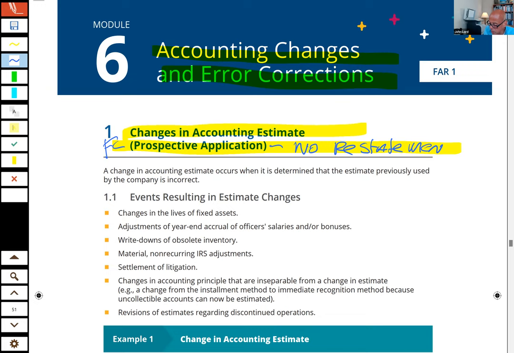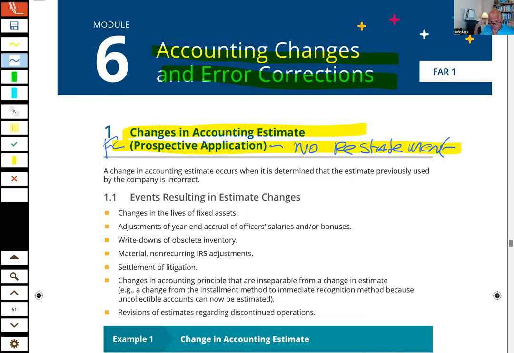There is no restatement. What happens? Financial statements are full of estimates. And if every time you had a change in an estimate going from year one to year two, from year two to year three, they told you that you had to restate, you'd have to restate every year. And that sound you hear is users of financial statements saying, make up your freaking mind, right?